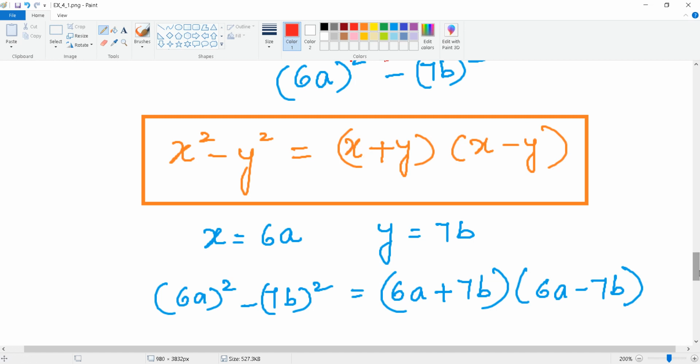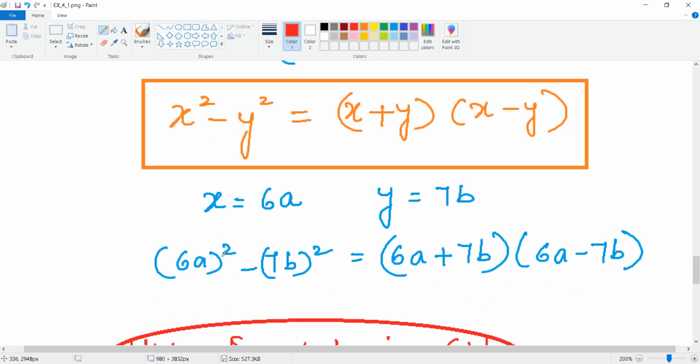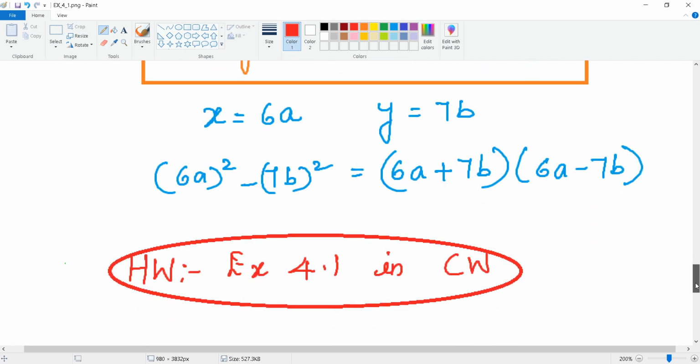So here we have 6a square minus 7b square. In place of x we have 6a, in place of y we have 7b. So let's find out the factors. We are going to use this formula, x plus y, x minus y. For x we put 6a, and y is 7b, so x plus y is 6a plus 7b, and x minus y is 6a minus 7b. Understood? So this is the answer.